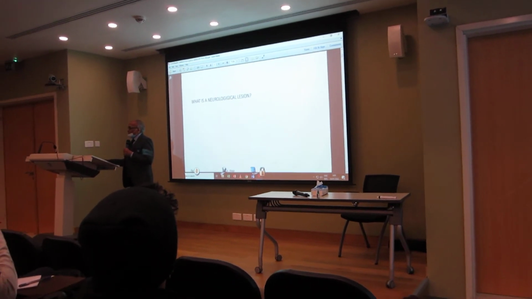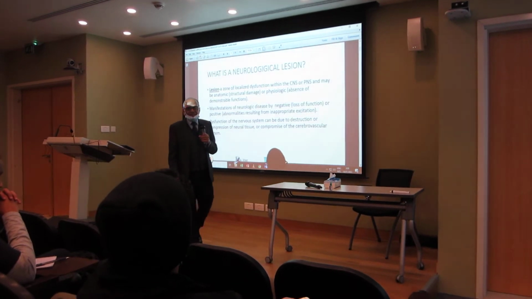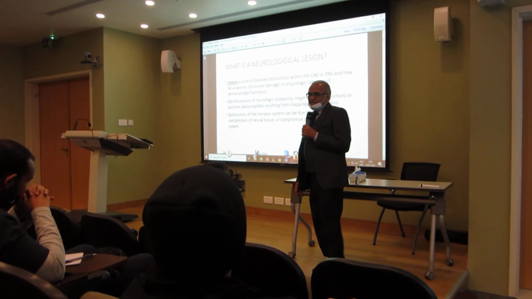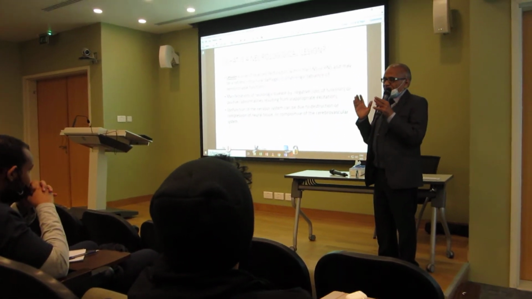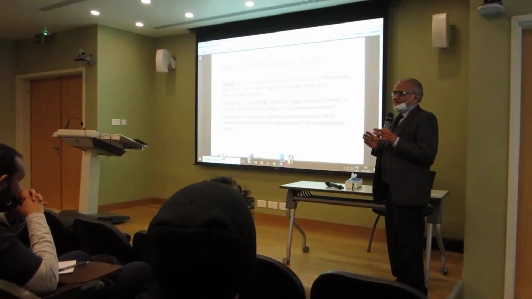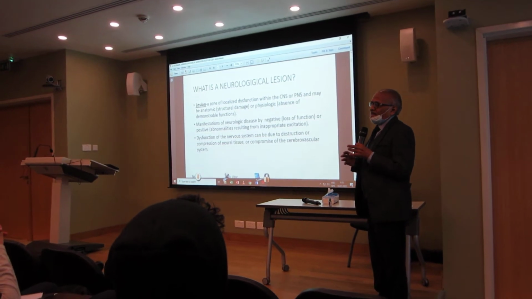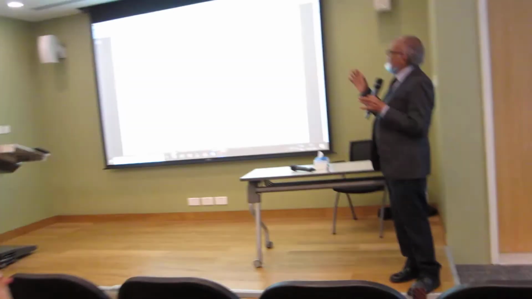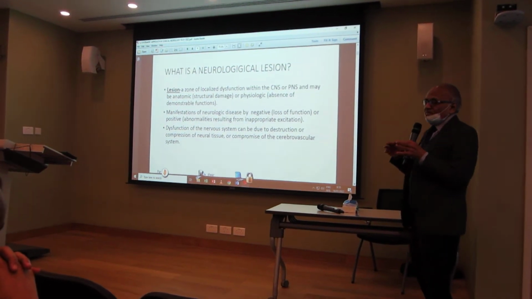Loss of blood supply, for example, leads to deficiencies in some functions of the nervous system. But when the word lesion comes, we restrict it to an area of the brain, or area of the nervous system we should say, where the function has become impaired, where the function has become defective. So this defect or dysfunction is either with the CNS or with the PNS.